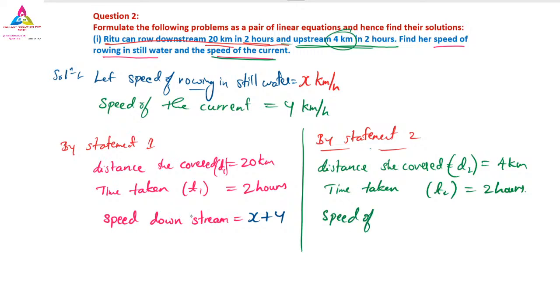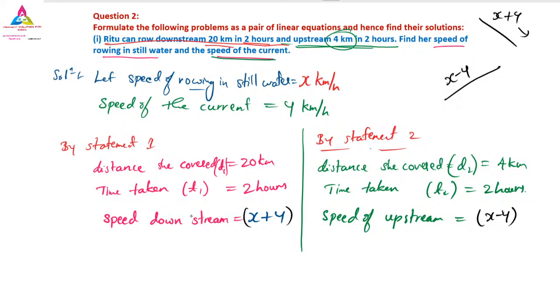Speed of upstream I have already given to you. When you are moving upward, your speed minus the stream speed, so it will decrease, so x minus y. Any doubt regarding this? When you are coming downwards, your boat speed plus the stream, x plus y, increases. So downstream, you are going downwards, and when you are going upward, this one you can understand.